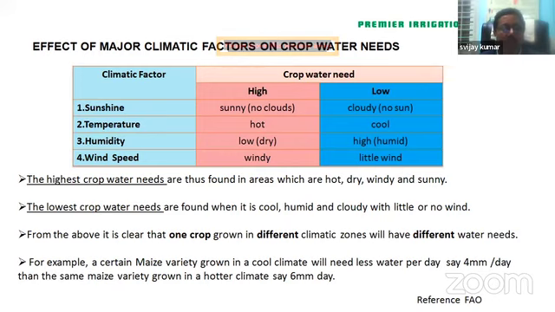For example, if you have a maize crop which is grown in a cool climate, it may require only 4 millimeters per day on a particular day, whereas the same maize grown in a hotter climate may require anywhere up to 6 millimeters per day. So you can see how the climatic factors have a major influence on the water requirement of a crop.